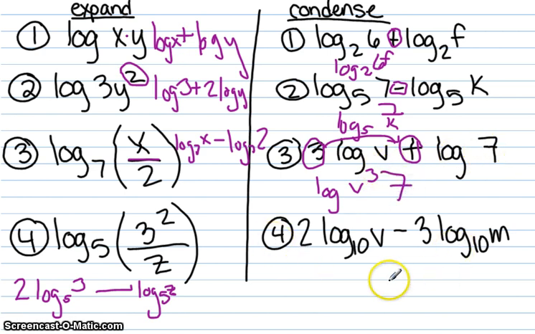Then number 4. Number 4 is kind of tricky. We have 2 numbers in front. We have the 2 and the 3, plus we have the minus sign. So because those are in the front, the 2 and the 3 want to move to the end of the log.